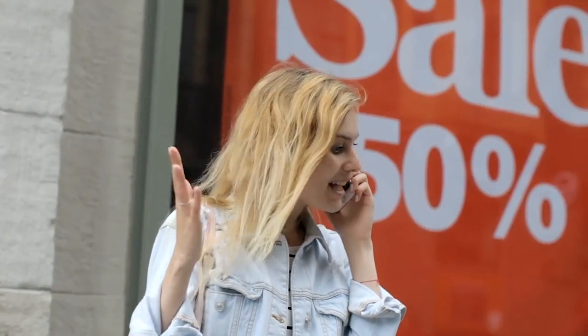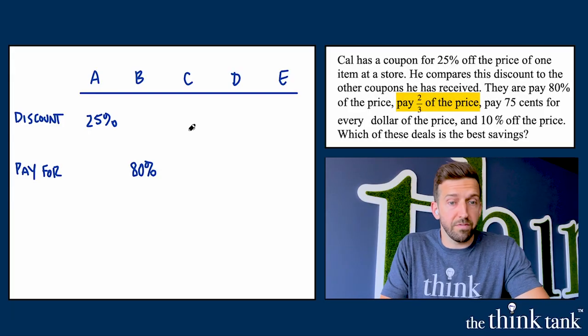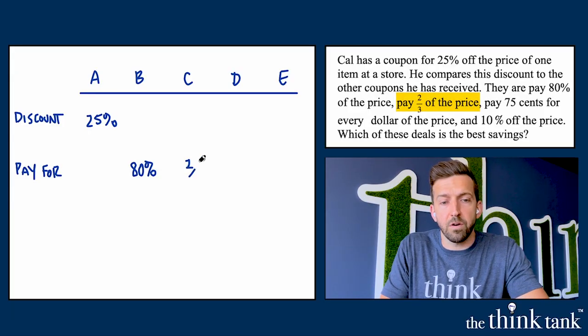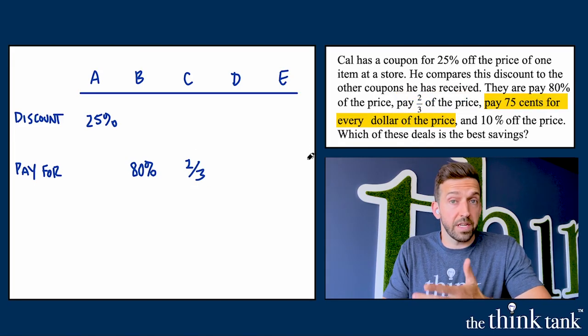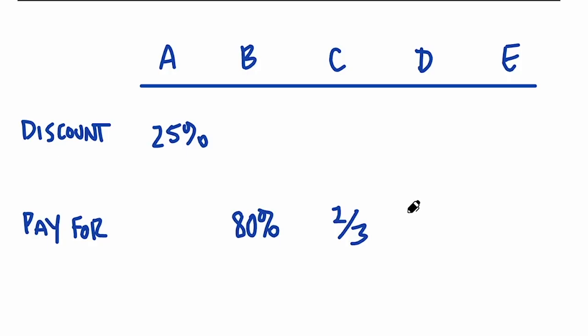Okay, option C says we're paying for 2/3 of the price. So that's going to go in the pay for row of the table. We're paying for 2/3. Option D says we're paying 75 cents of every dollar of the price. So that's what we're paying. I'm going to say 75 out of 100, and the reason is there are 100 cents in a dollar. So we're paying 75 out of 100 per dollar.